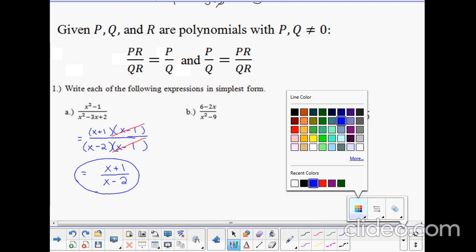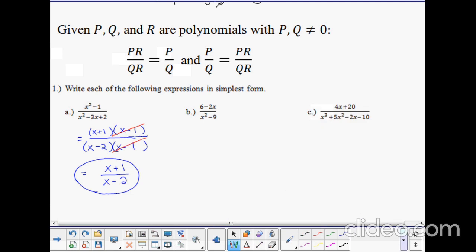So let's take a look at another example. In example B, we want to essentially do the same thing. So factor first. Generally, when we factor, we want the polynomial to be in standard form, so in decreasing degree. So what I'm going to do here for the numerator is factor out a negative 2, and that's going to leave me with x minus 3. So if I divide negative 2x by negative 2, that gives me an x. If I divide 6 by negative 2, that gives me negative 3.